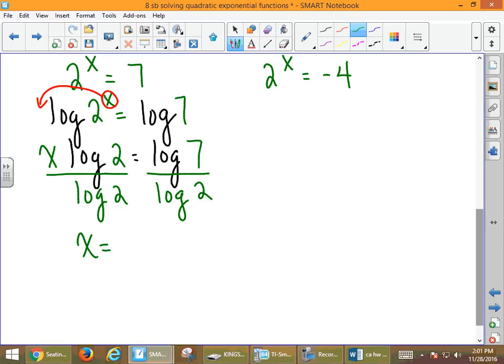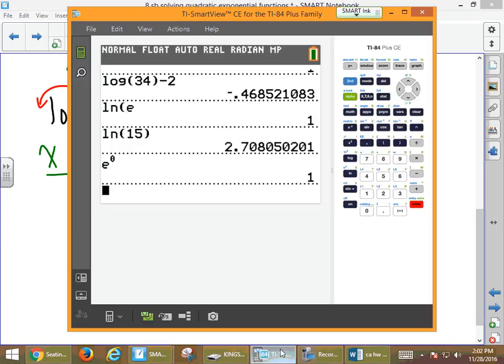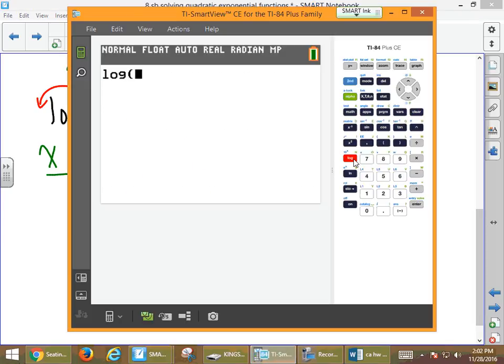So our exact answer here is log 7 divided by log 2. That's the exact. If we get our decimal approximation, let's type in log 7, close the parentheses, divided by log 2, close the parentheses. And we get this value of 2.8074.